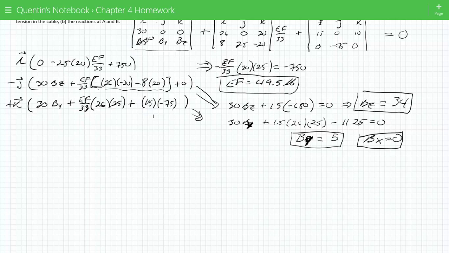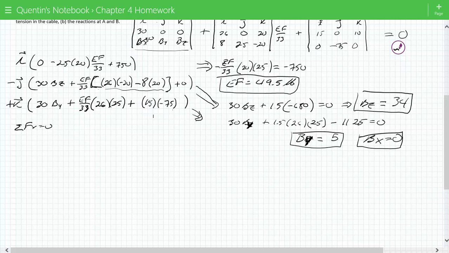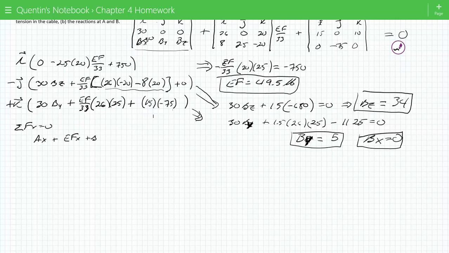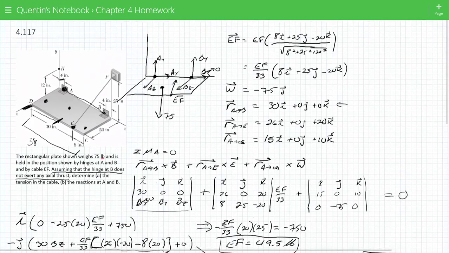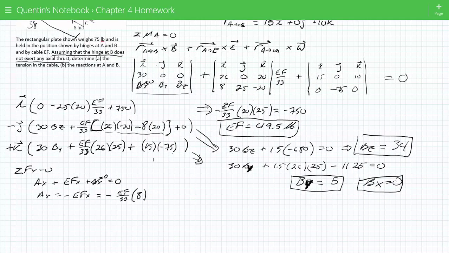Okay, so now we have to figure out what AX and AY and AZ are. So how do we do that? Well, let's start with the sum of the forces in X equals 0, right? So AX plus EF in the X direction plus BX is equal to 0. Well, this is defined as 0. So AX is equal to minus EF in the X direction. So it's equal to minus EF over 33 times 8. And again, I'm just getting that from right here, this part of the equation. So it works out that therefore AX is equal to minus 12.